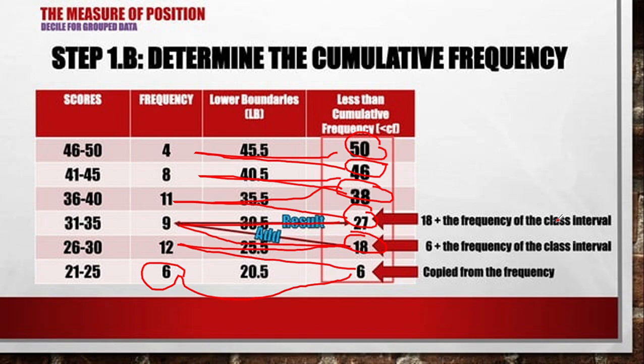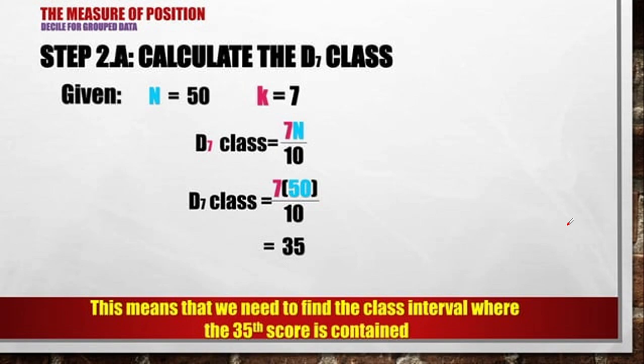Now, naa na tay lower boundaries, naa na po tay cumulative frequency, unsay sunod nato nang himuon? Step 2 is for us to calculate the D7 class. So, kung D7 ta, pasabot ang ato k is 7, ang ato n is equal to 50, tungod kay naa tay 50 ka students nga nag-test. So, ato na siya i-calculate. 7 times n. Ang ato n is 50. So, 7 times 50 divided by 10. The answer is 35. So, ato pangitaon si 35.